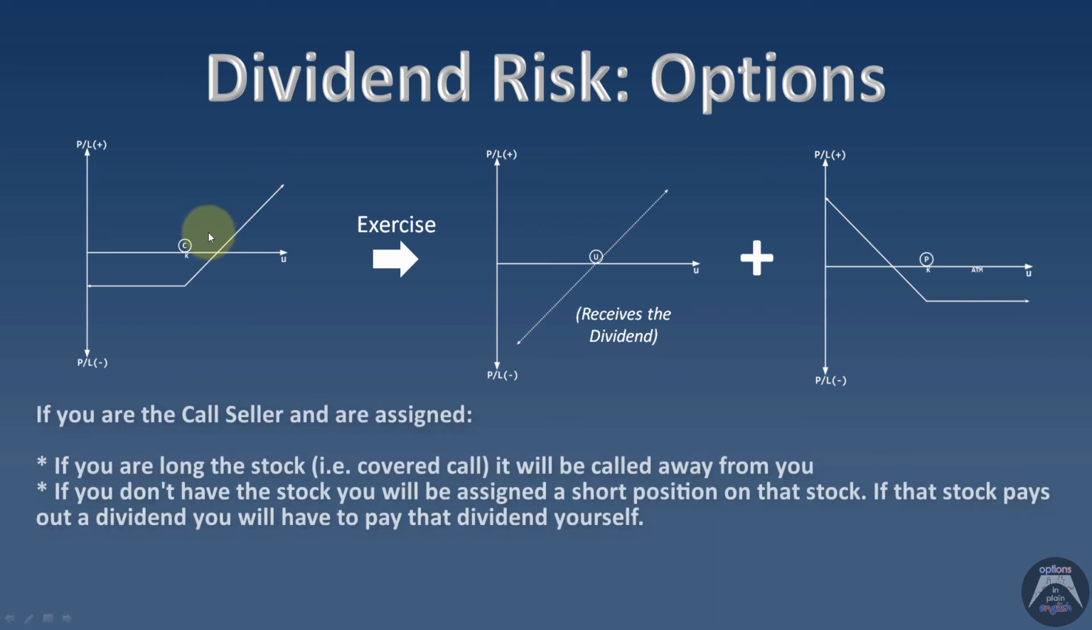You either have the stock. So if you're assigned on a short call, the stock gets called away from you. So you were going to receive a dividend. Now you're not going to receive it. So you lose that way if you're assigned.